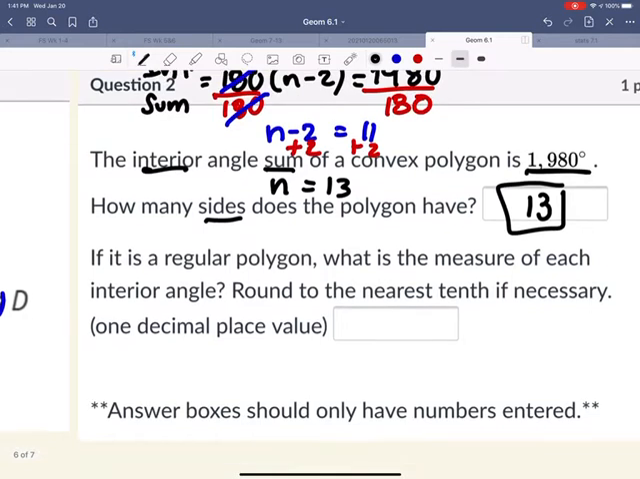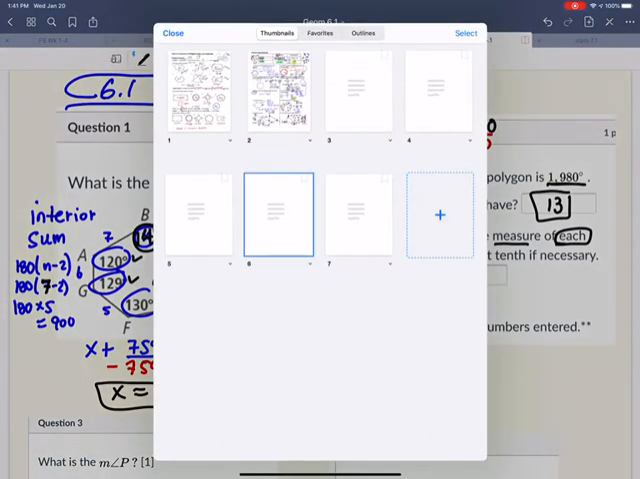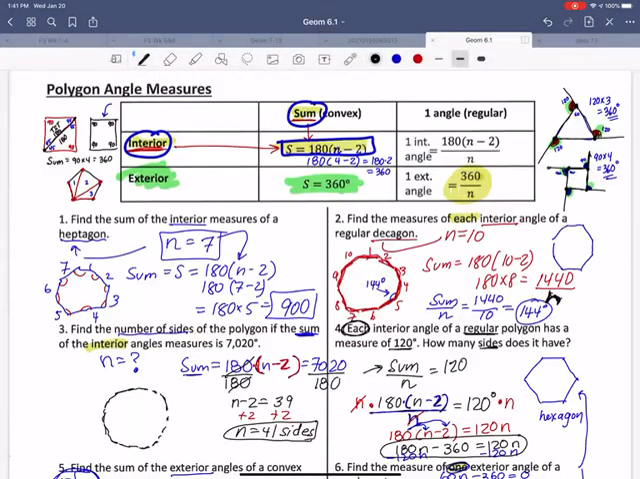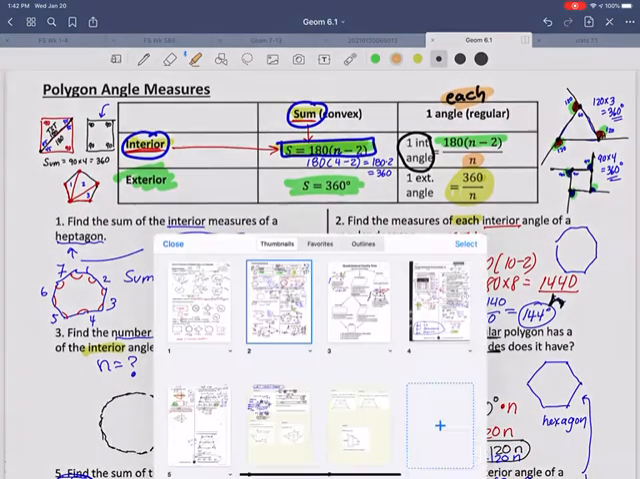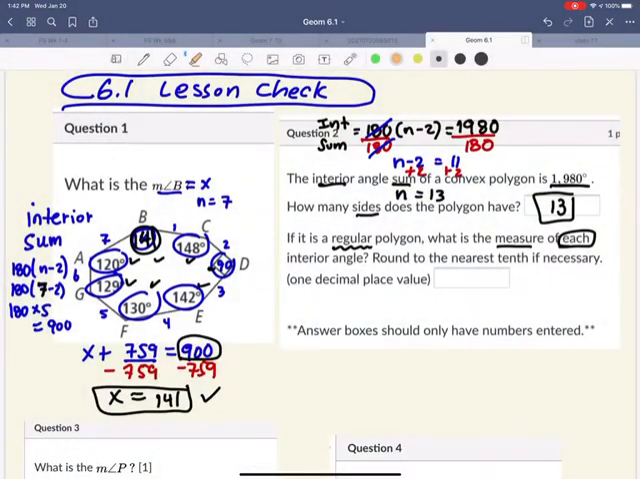Now it says if a regular polygon, so that means all the sides and all the angles are equal. If it's a regular polygon, what is the measure of each? That means we have to use this side, each. What would be 1? It's the same formula that we see here, but we just divide by the number of sides to find out what each one would be. Okay, so back to our problem.